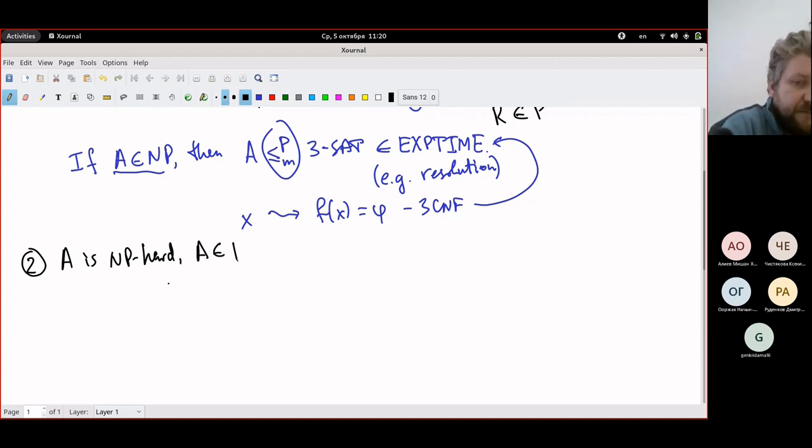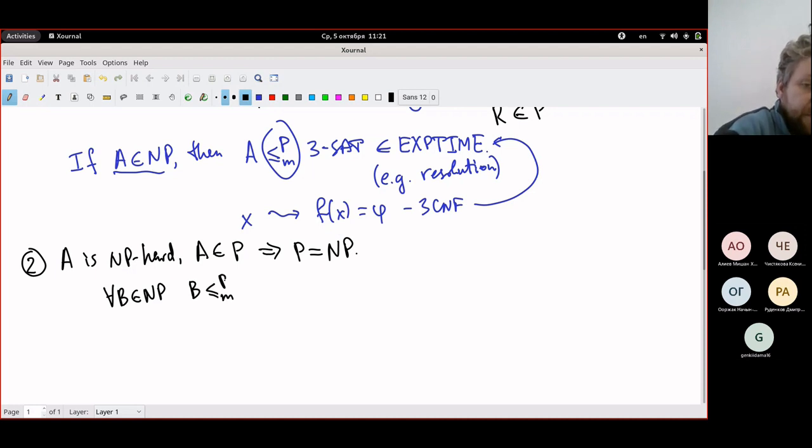If A belongs to P, then P equals NP. Why is this true? A is NP-hard. This means that for any B from NP, B is polynomially reducible to A. And with A belonging to P, this means that B also belongs to P. And this being true for all B, this means that P is equal to NP.